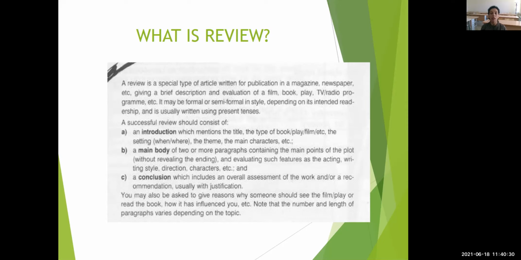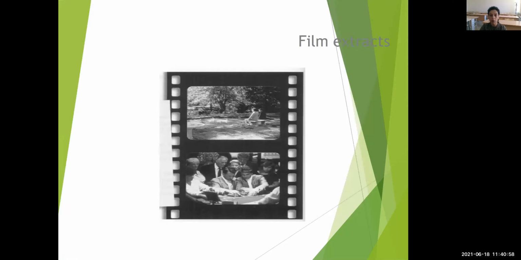Of course, don't forget that we are going to learn how to write a film review, where there should be an introduction, where you have to mention the title, type of the film, setting, main characters, and the theme. In the main part, shortly the plot of the film without revealing the ending, and a conclusion which shows an overall assessment of the work plus your recommendations of the film with its own justification. So here I gave some extracts from films. 2 films are demonstrated here. Some extracts are taken just as an example for having some idea about what the film itself is.